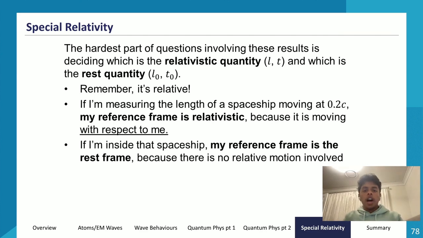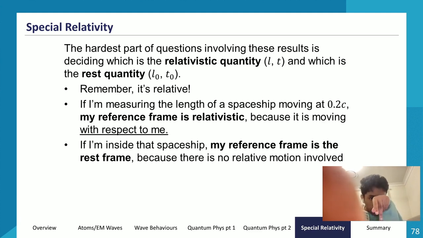So the hardest part of questions involving relativity is understanding these results, basically inputting the results that we have and deciding which one is a relativistic quantity and which one is the rest quantity. So we need to remember that everything is relative to everything else, right? There is no absolute frame of reference, because there's always a frame of reference that acts relative to another frame of reference. That's just the reality.